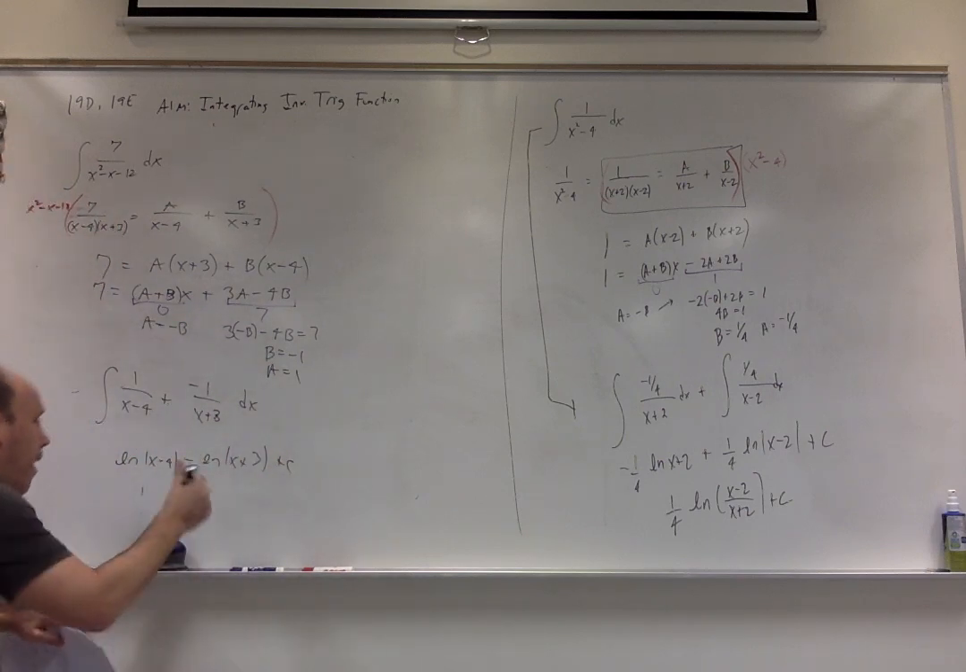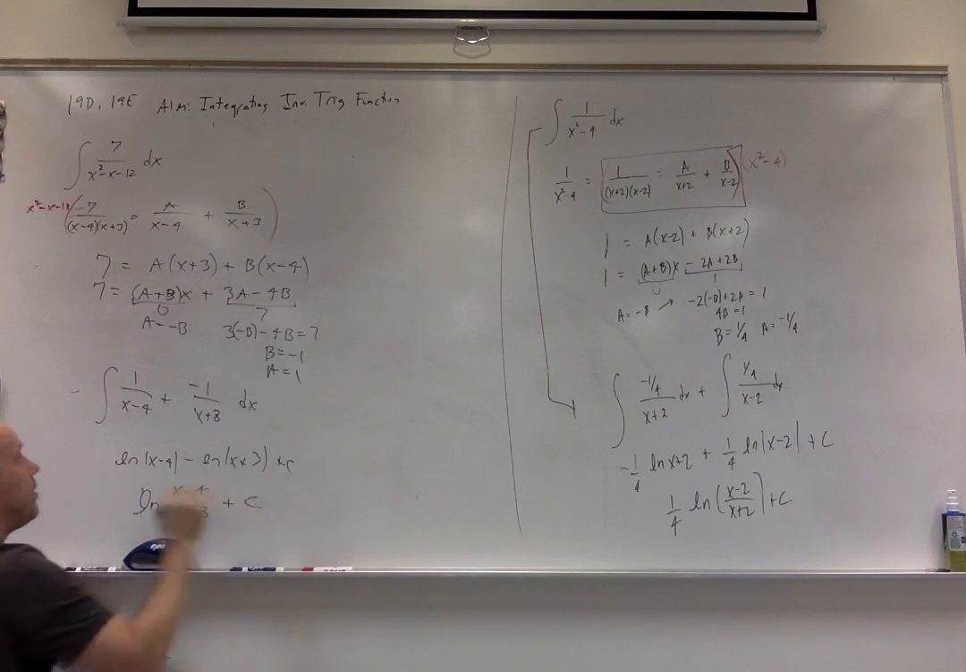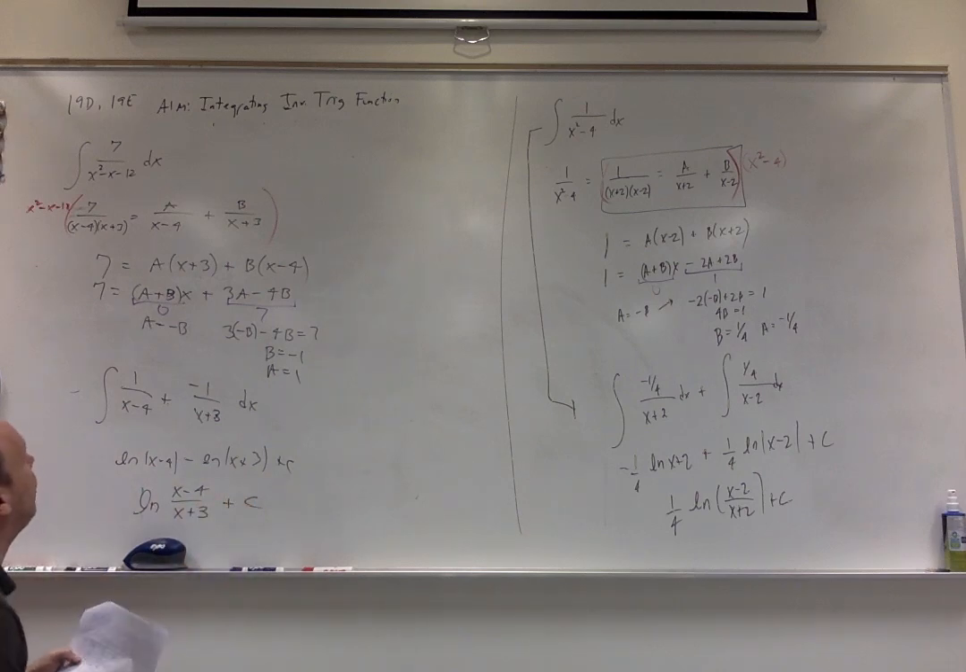Sorry, and you can combine these. So you have ln of x minus 4 over ln of x plus 3 plus c. I feel like I made a mistake somewhere, but I'm not sure. I could be wrong. Maybe it's just a coincidence.